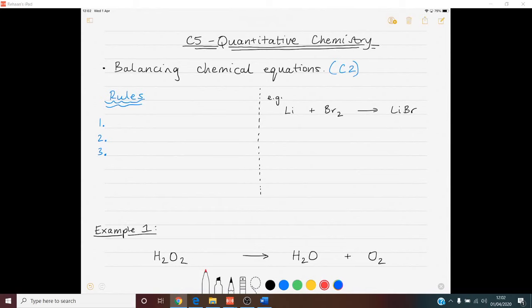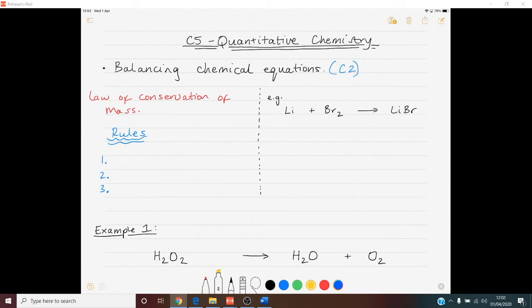Why do we balance equations? Well, it's to satisfy something known as the law of conservation of mass. This states that matter cannot be destroyed or created, only transferred. And we need to show this whenever we have a chemical equation of any kind.